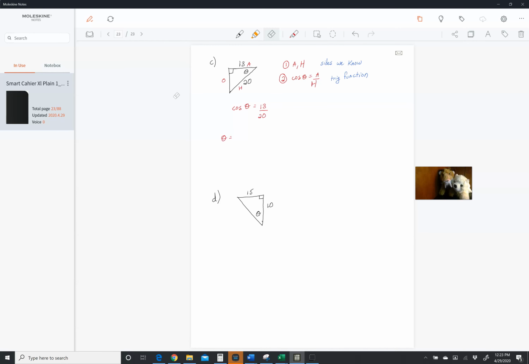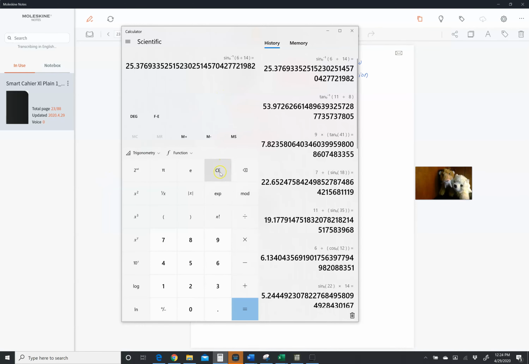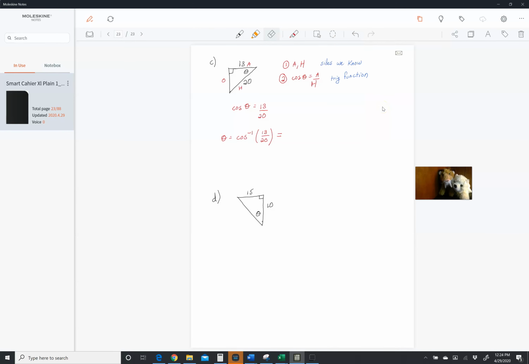So theta is the cosine inverse of 13 over 20. So notice, I did not write that we took the cosine of both sides, okay, but we did. You have cosine inverse of 13 over 20, so cosine inverse of something, okay? And we just put this into our calculator, 13 divided by 20, and then go to your trigonometry second cosine, and we get 49.46 degrees.